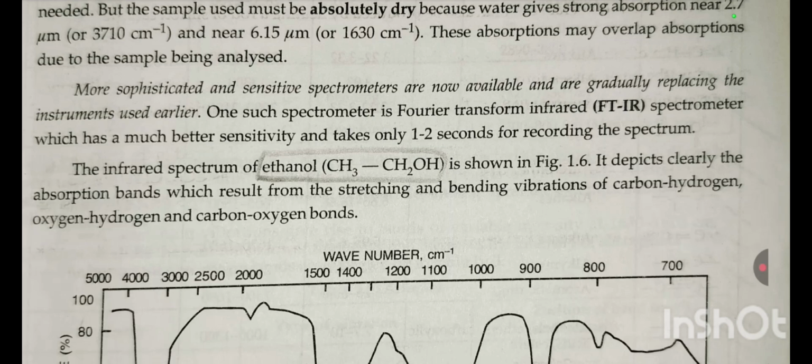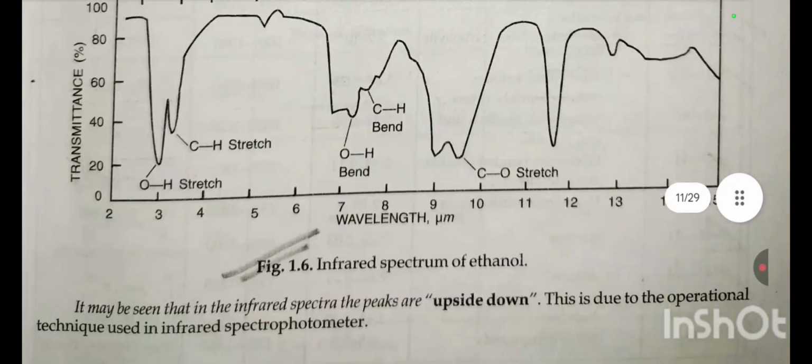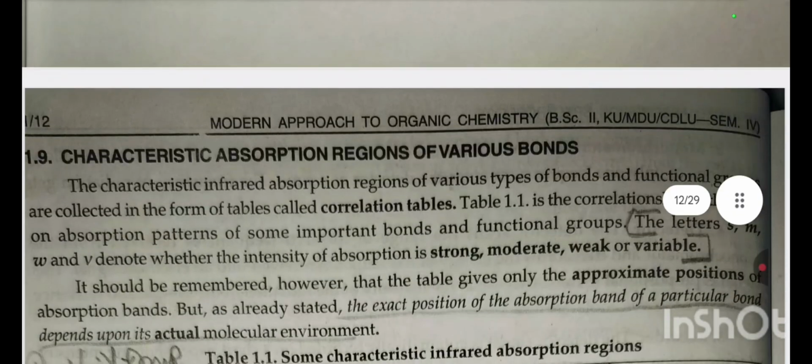One such spectrometer is the Fourier transform infrared, FTIR, spectrometer, which has a much better sensitivity and takes only 1 to 2 seconds for recording the spectrum. The infrared spectrum of ethanol, CH3CH2OH, is shown in the figure. Down the figure, it depicts clearly the absorption band which results from the stretching and bending vibration of carbon-hydrogen, oxygen-hydrogen and carbon-oxygen bonds.